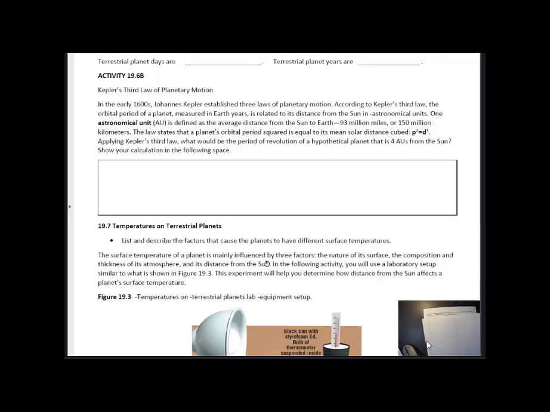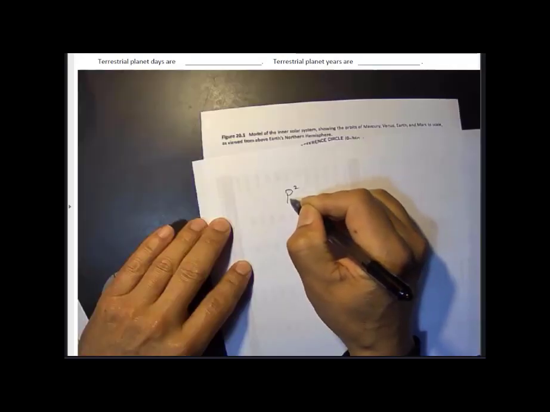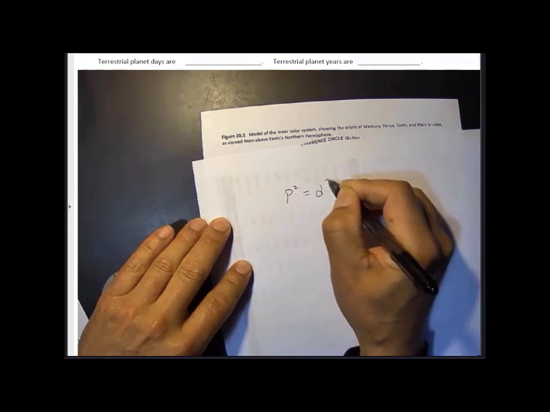So remember, when we're doing Kepler's laws, the third law is basically the period of rotation, in other words, the number of years or days it takes for the planet to go around the sun, is proportional to the cube of the distance, in this case in astronomical units. Here they're saying, if a hypothetical planet is 4 astronomical units away, how would you calculate its period? So let's look over here. Basically, it's P squared, the period of rotation squared, equals the distance cubed, right?